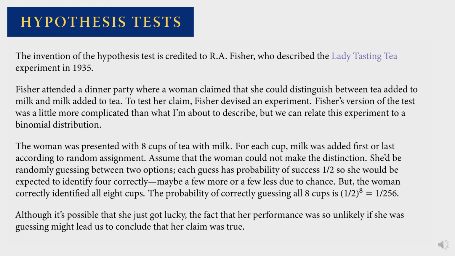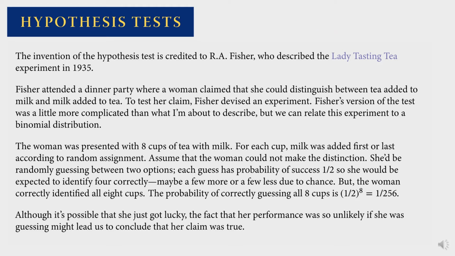Let's assume that the woman is lying and that she can't tell the difference, so she's just guessing. Then what we have is a binomial distribution. Her probability of success is 0.5, and there are 8 trials. It turns out that the woman was correct on all 8 cups. The probability of that happening, according to the binomial distribution, is 1/2 to the 8th, which is 1 out of 256.